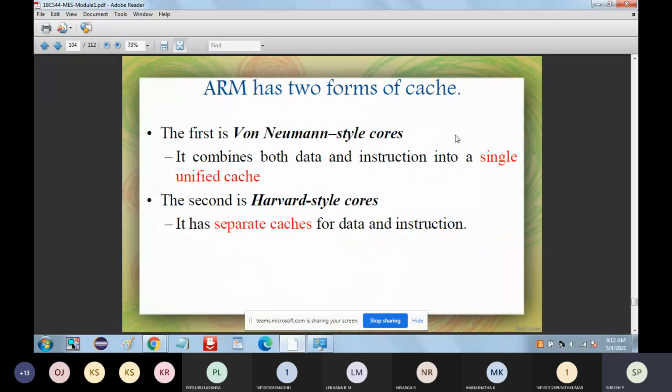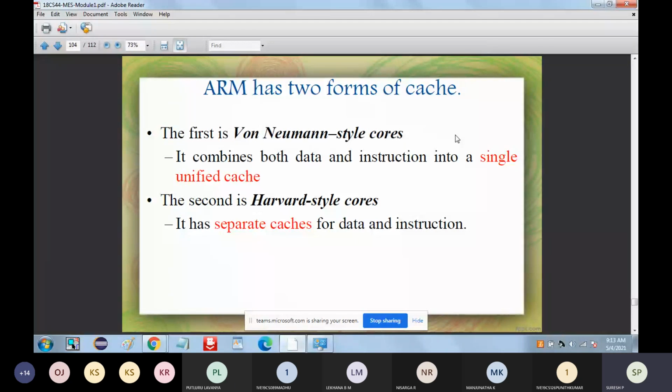Now the ARM processor is going to have two forms of cache. One is with respect to the Von Neumann style cores. The other type is the Harvard architecture. So one is the Von Neumann style with tightly coupled memory, and the other is the Harvard architecture with tightly coupled memory.